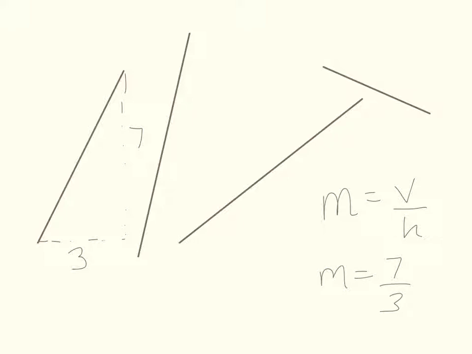Few things to spot here though, because we're going to expand upon this m equals v over h. We're going to expand upon it to give us things that work within a more generalised situation. But see here, we've got lines that are sloping upwards from left to right. When we've got lines that are sloping upwards, that means the gradient is positive. If we've got a line that's sloping downwards from left to right, that means that the gradient is negative.